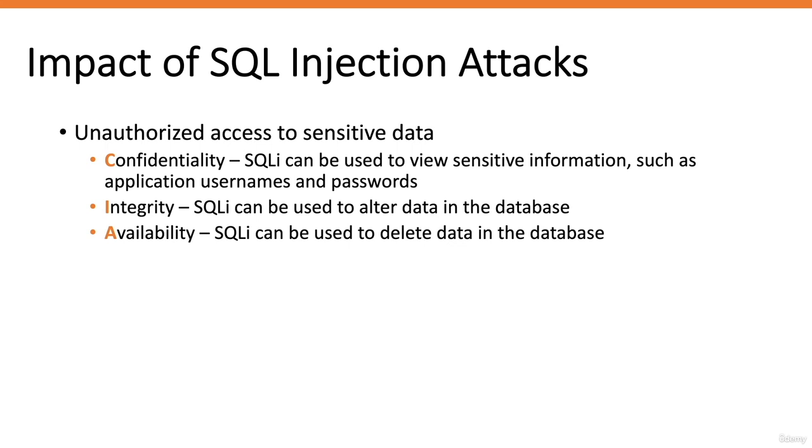So in terms of confidentiality, some SQL injection vulnerabilities will allow you to view sensitive information, such as usernames and passwords, so the application's username and password. And that's an example of how you impact the confidentiality of an application by accessing information that you shouldn't have access to. In terms of integrity, some SQL injection vulnerabilities will allow you to alter data in a database. And an example of that I exploited not too long ago is an application that allows you to update an email address.